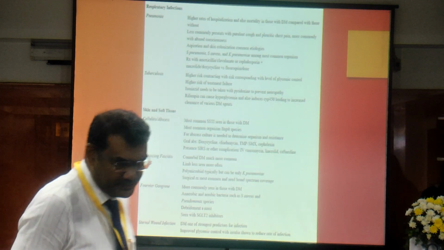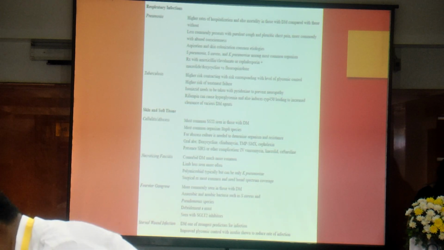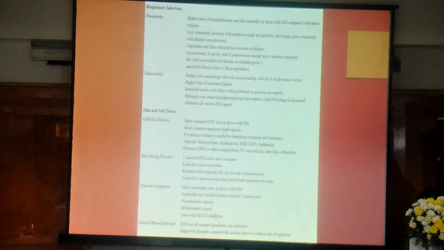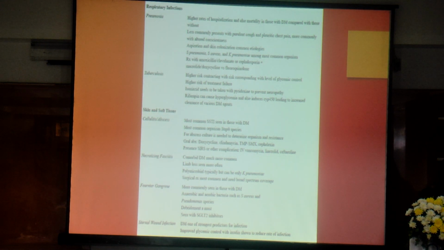So again, just a review of some of the commonest infections that we encounter with diabetes. Pneumonia and tuberculosis amongst the respiratory illnesses. Pneumonia has very high rates of hospitalization and mortality in those with diabetes as compared to those without, and they may not have the classical symptoms of pyogenic pneumonia as those without diabetes. Of course, that needs intensive and aggressive treatment. Tuberculosis, on one hand, has a very high risk of being contracted, with risk corresponding with the level of glycemic control. The worse the control, the higher the chances of tuberculosis activation and higher risk of treatment failure as well.